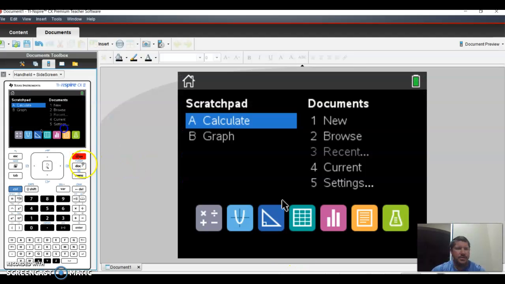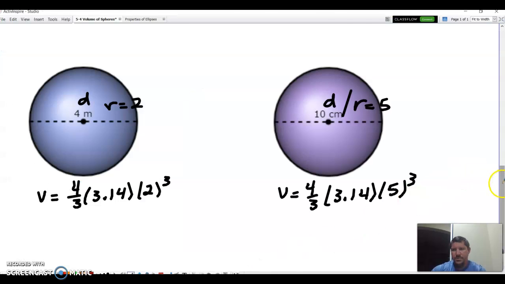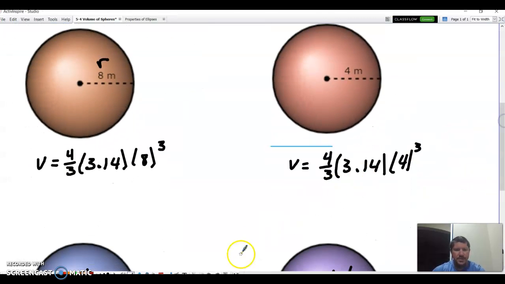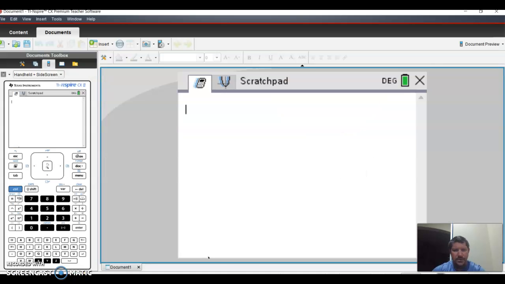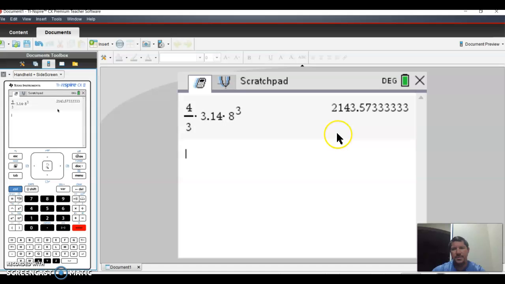Alright, so calculator is here. So go back to the first one. So that's 8. So 4/3 times 3.14 times 8 cubed gives me 2043.57.